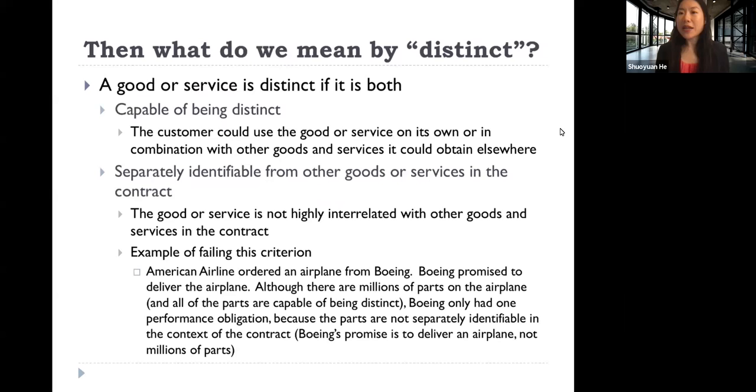And then what do we mean by distinct? A good or service is distinct if it is both capable of being distinct and separately identifiable from other goods or services in the contract. So regarding the first point, capable of being distinct, it just means the customer could use the good or service on its own, or in combination with other goods or services it could obtain elsewhere. And the second point, separately identifiable from other goods or services in the contract.